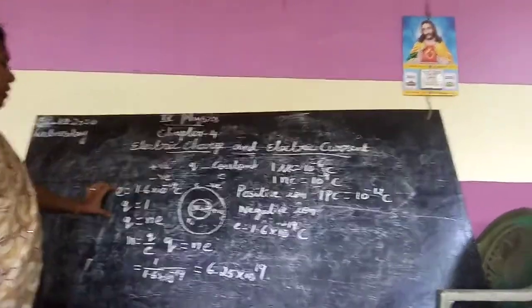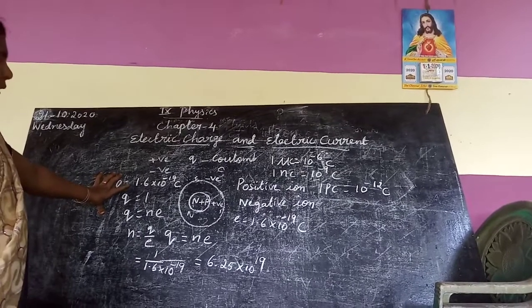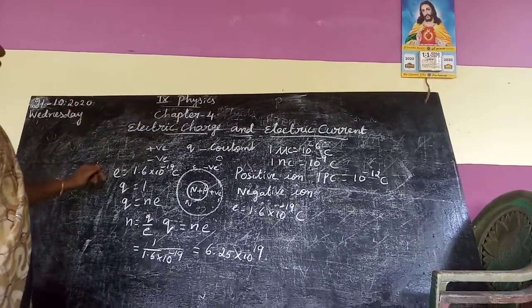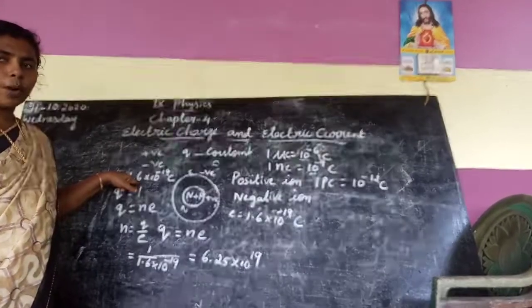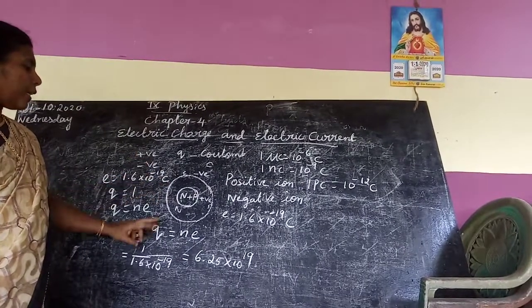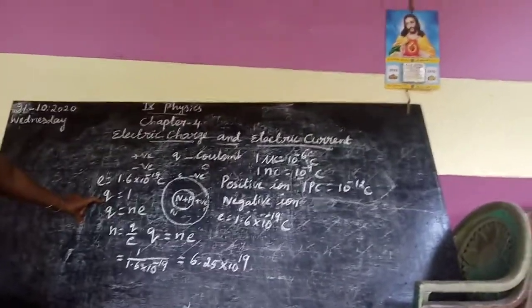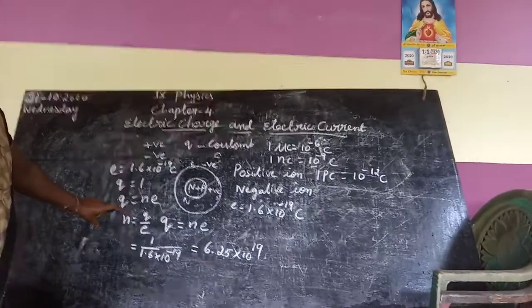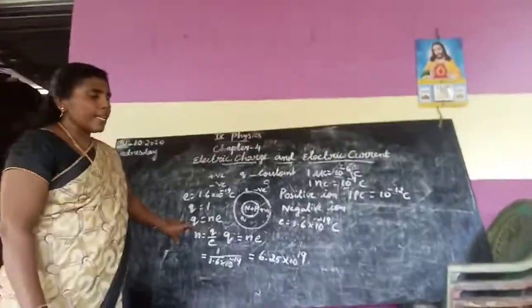How do we write this? First the question is how many electrons are there in 1 Coulomb of charge? The E value you have already learned, so write 1.6 into 10 power minus 19 Coulomb. Then 1 Coulomb of charge is given in the question. Charge is denoted by the letter Q, so Q equal to 1. Then write the formula for charge: Q equal to N E.